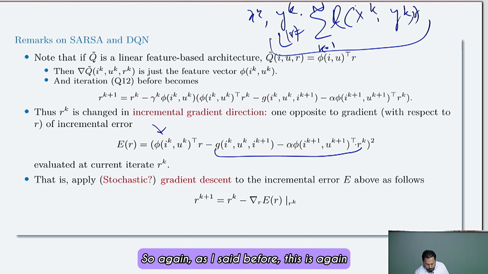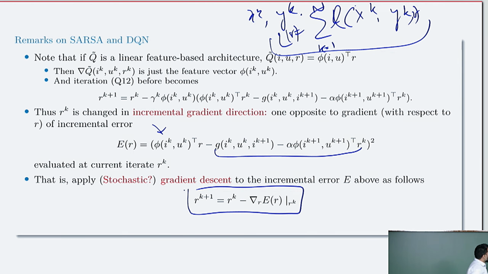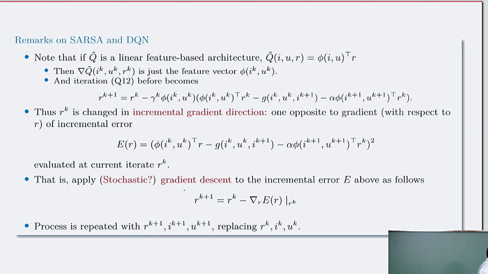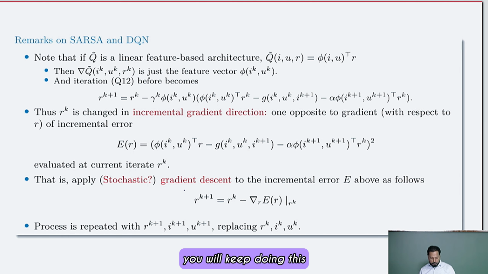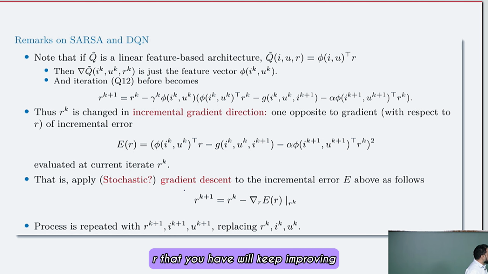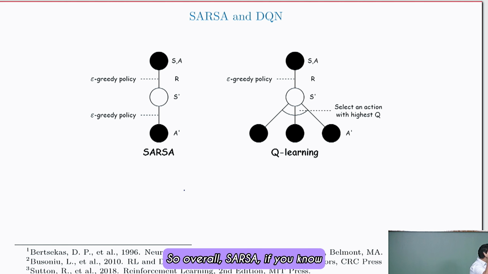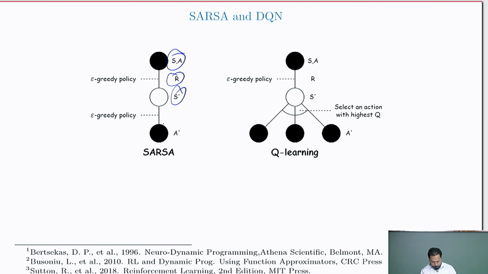So again, as I said before, this is gradient descent, stochastic gradient descent for this error. And of course, since this is an additive method, you will keep repeating this, so this R that you have will keep improving. So you have to do it multiple times. So overall, SARSA, the one that we have, is like this: we have state, action, reward, and then we get to the next state and next action, and so on. So that's why it's called SARSA.